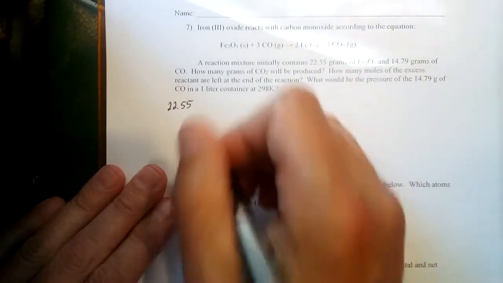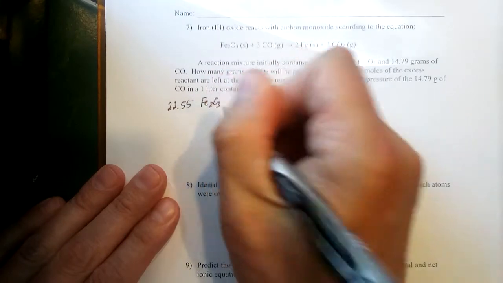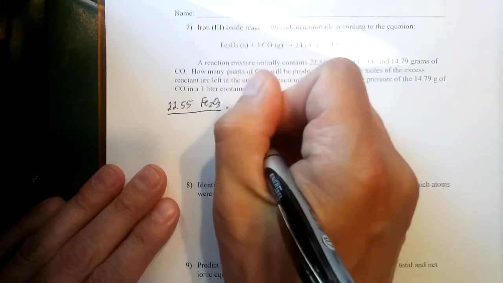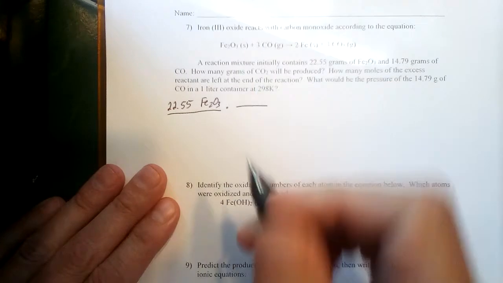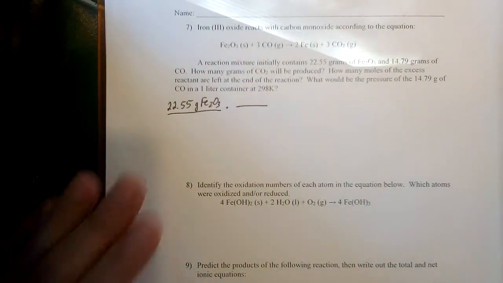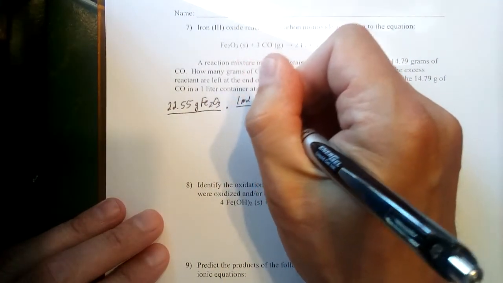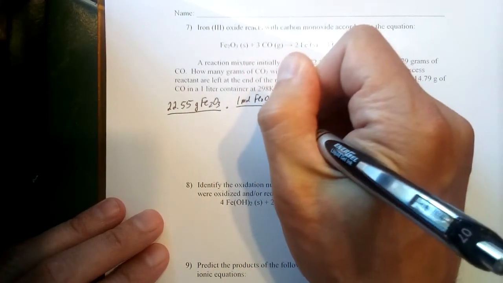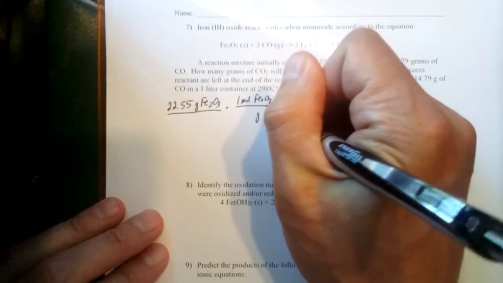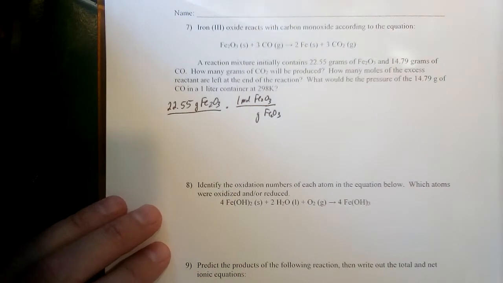So 22.55 grams of Fe2O3, and we want to work our way to grams of CO2 to answer the second question. So I forgot my G there, but that's grams. First thing we'll want is the molar mass. So Fe2O3, 1 mole would weigh... I need to add this up, find it in the periodic table. So we'll do that over on the side.